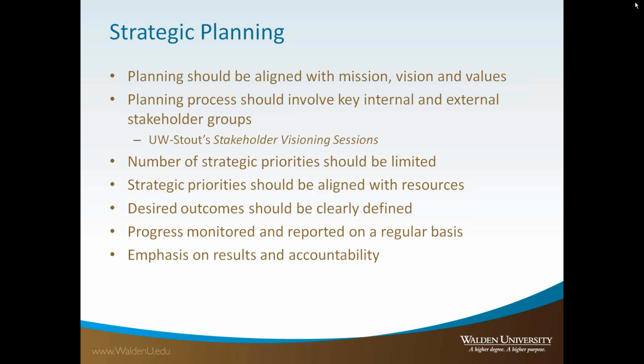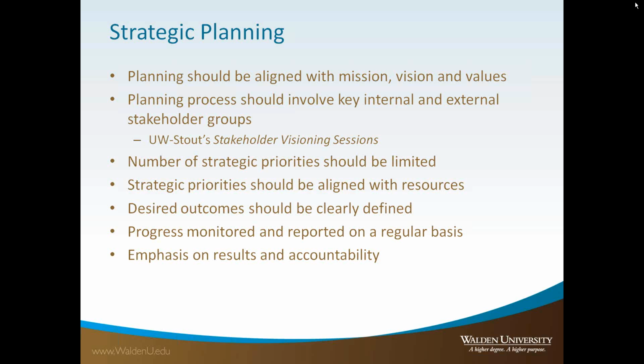It's important to get as much input as you can, but in the end, you have to have a number of priorities that you can actually articulate and implement. Generally at UW Stout, we had about 4 to 6 priorities each year. Priorities need to be aligned with resources. Obviously, we don't declare that something is going to be a priority and then say, well, we really don't have the money to pay for it.